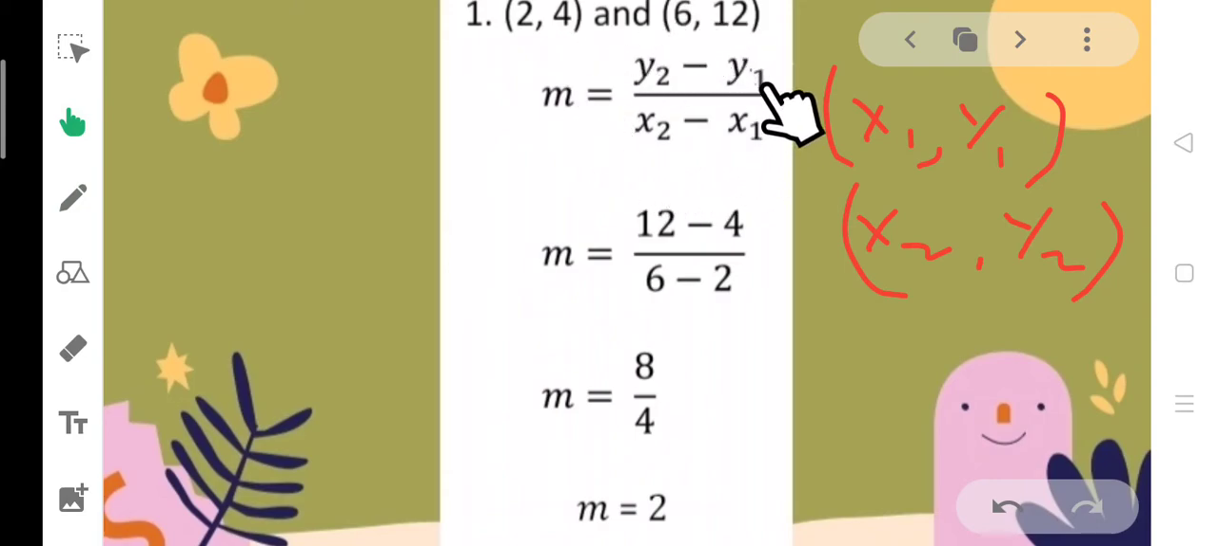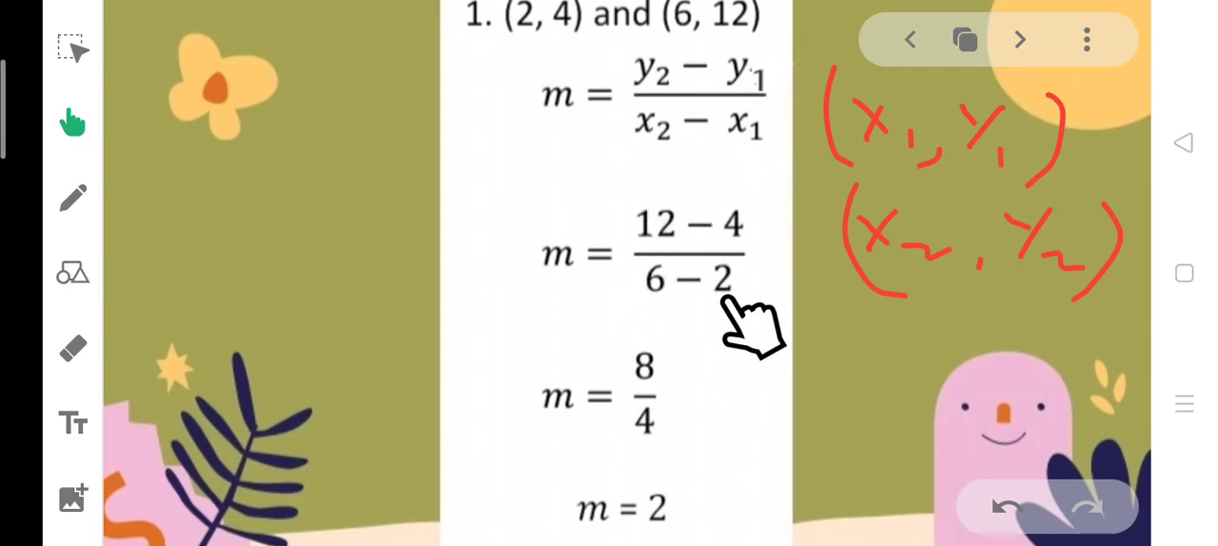So, substituting in the formula, for y sub 2, we have 12. And then for y sub 1, just copy the minus operation. For y sub 1, we have 4. Okay. So, for x sub 2, we have 6. And then for x sub 1, we have 2. That is why we have 6 minus 2.